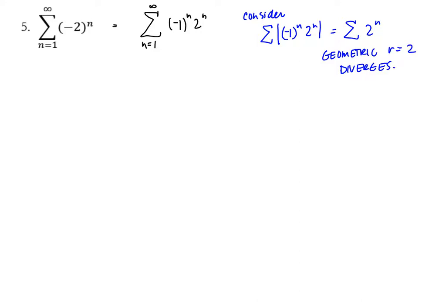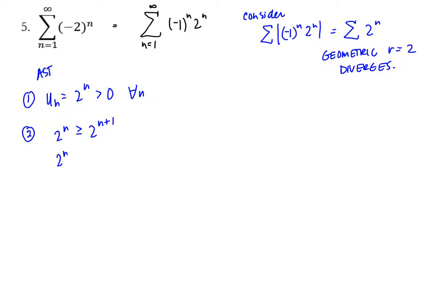Since it diverges in absolute value, we need to check the alternating series test to see if the series converges conditionally. So the requirements there, first, the u_n terms, which are 2 to the n, are greater than 0. Well, absolutely. 2 times 2 times 2, no matter how many times you do it, you'll get positive values. Let's see if these are non-increasing. So we want to show that 2 to the n is greater than or equal to 2 to the n plus 1.